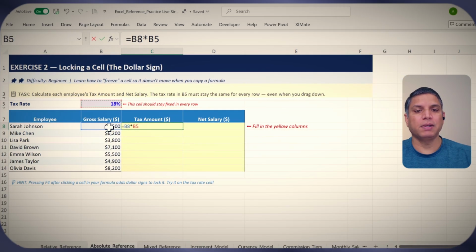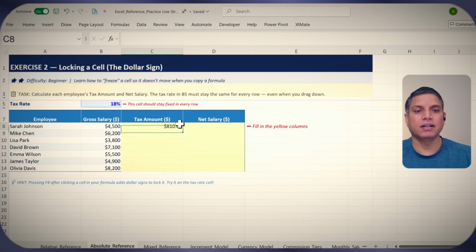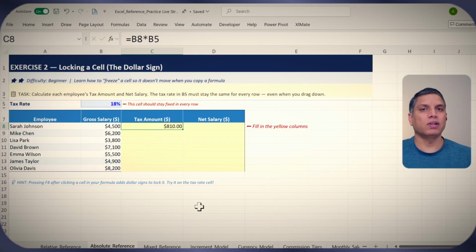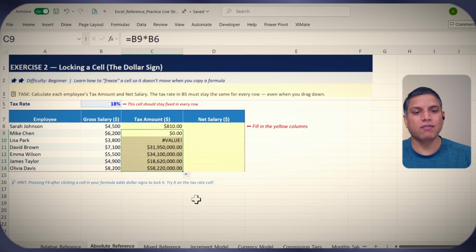B8 multiplied by the tax rate, which is 18%. And when I execute this, I get 810. So 18% of 4500 is 810. You can use a calculator also to check. But when I drag it down, what happens? It gives me a 0 result. When I take it further down, it is giving me something like 58 million.